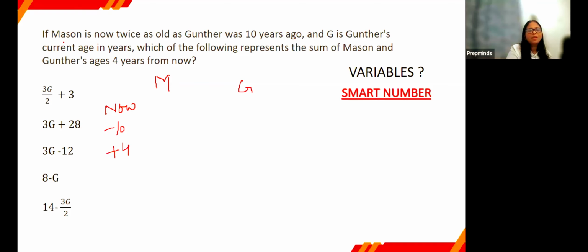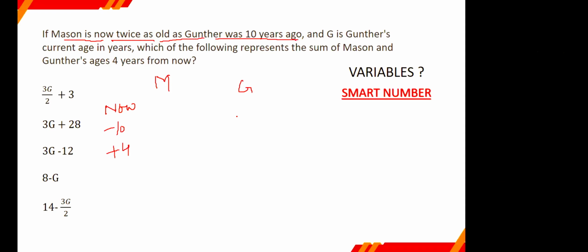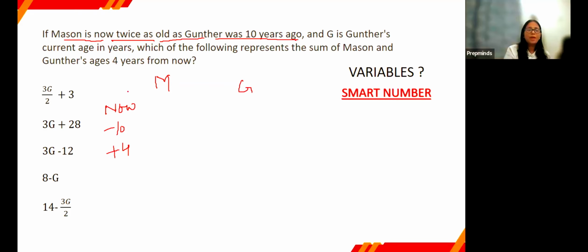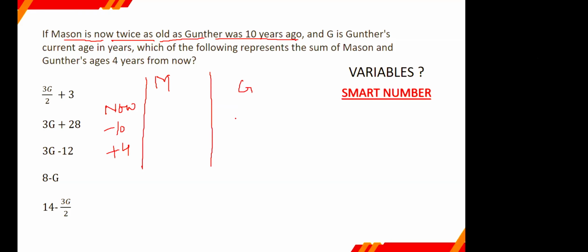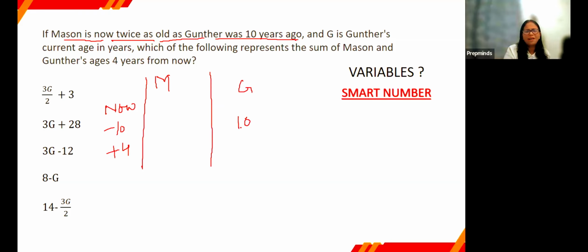Now, what is the relationship given here? If Mason is now twice as old as Gunther was 10 years ago. So for which variable do you want to take the smart number? Whose age? Gunther's age 10 years ago, right? So what do you want me to take? Some easy number. 20 maybe. 10, 20, yeah, you can work with it.